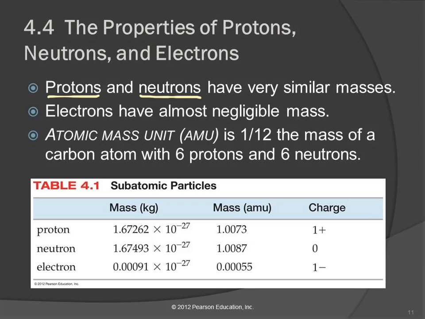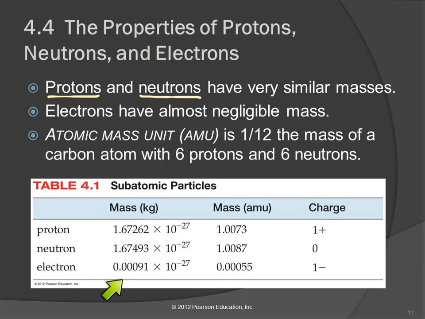So neutrons are neutral, protons are positive. Therefore, the electron must be the negative one. So the electrons are negative, with a charge of -1. Inside the nucleus, you've got protons and neutrons. The nucleus has a positive charge. Outside the nucleus are the electrons. The electrons have the negative charge. Overall, the atom has no charge, and so the number of protons is equal to the number of electrons.